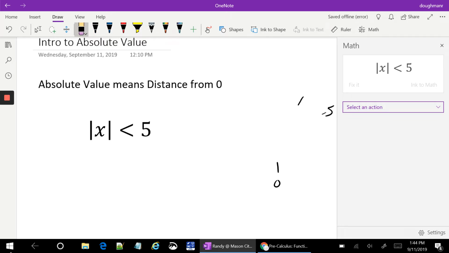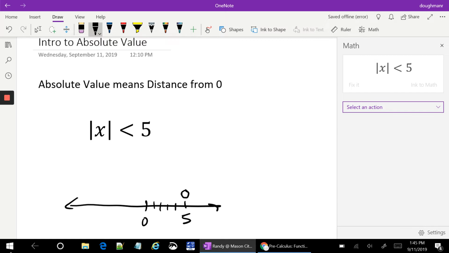Now, the way we're going to change up is we're going to put this inequality. So now when we say the absolute value of x is less than 5, let's go back to our number line. All right, plot 0, plot the number 5. We know that all these numbers, 4, 3, 2, 1, and all the numbers in between, meet the restriction here that the absolute value of that number is less than 5, or less than 5 units from 0. So I'm going to put an open circle on 5 and a solid line for all of those values.